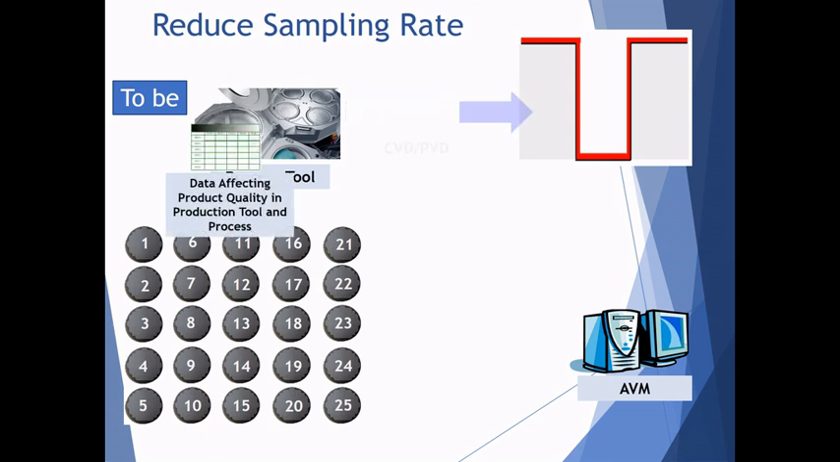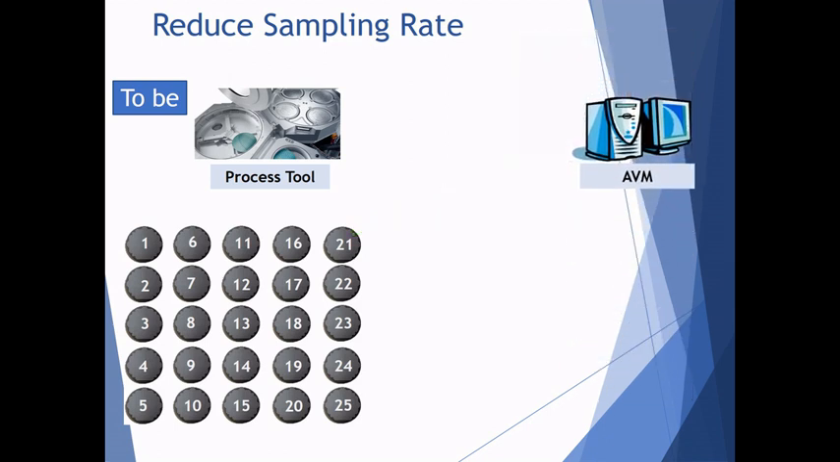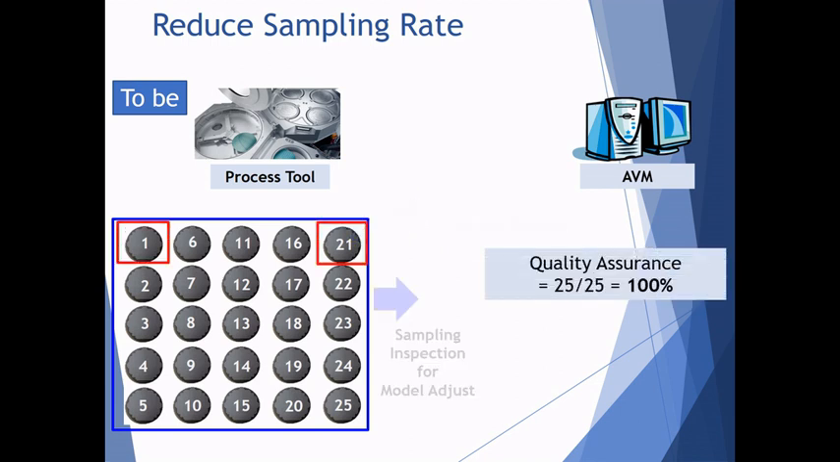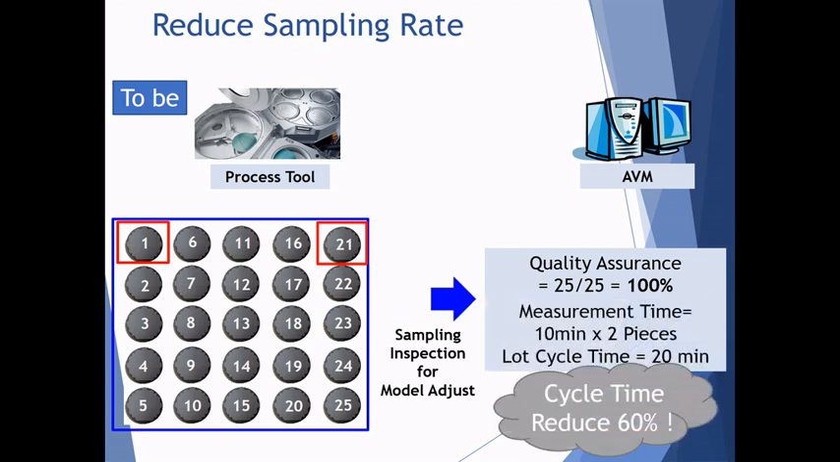In the same case, with AVM, we can get the quality information of 25 pieces of wafer by the data from process tools which will affect product quality. The AVM system constantly self-learns and auto-adjusts the model when there is new in-measurement data, which eases the burden of building models. Also, users can reduce the sampling rate because now they can ensure the quality of all wafers.